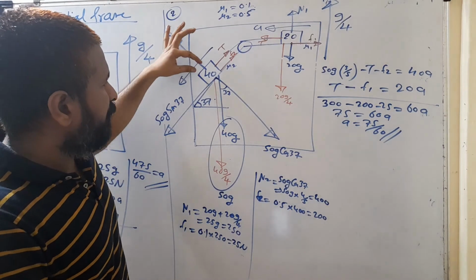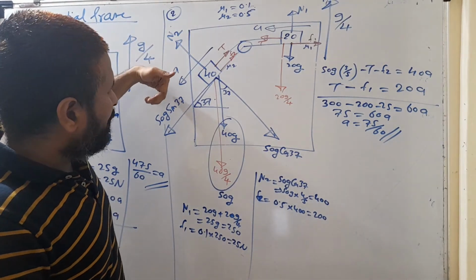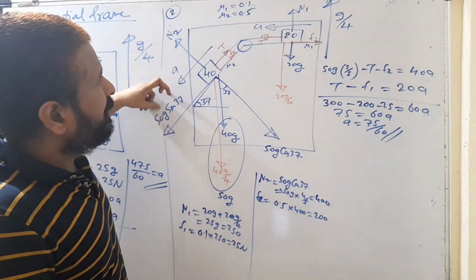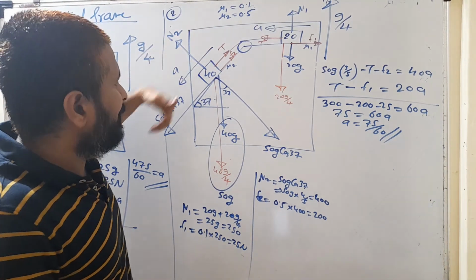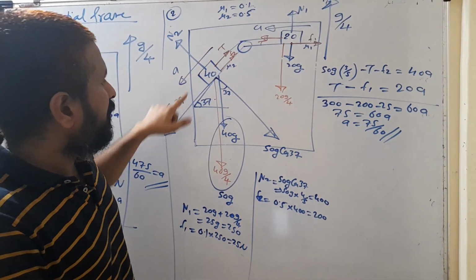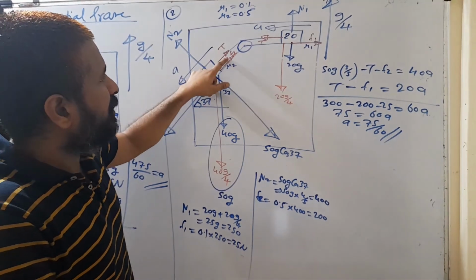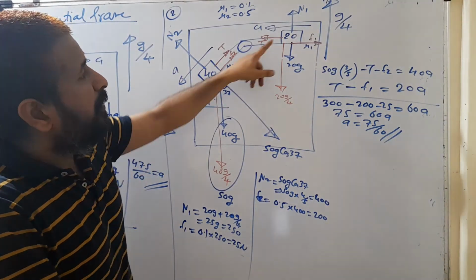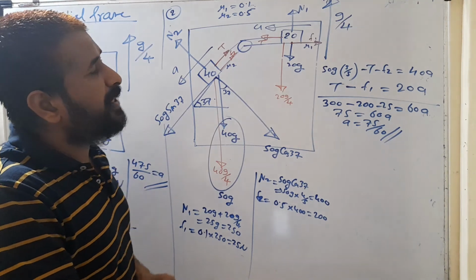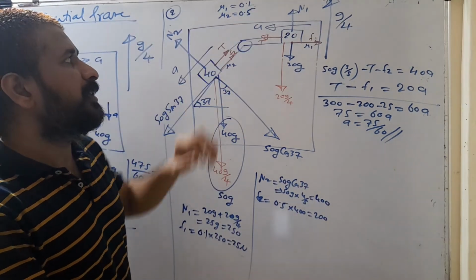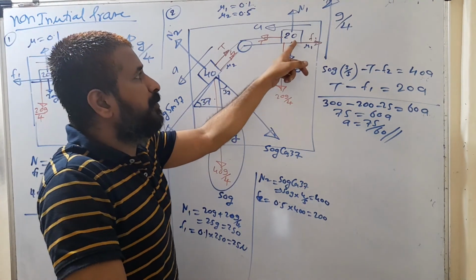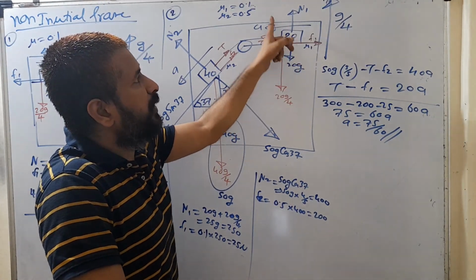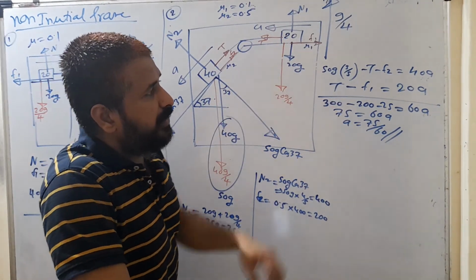Then you can add the equation for this block. 50 g sin 37 is acting downward. So 50 g sin 37 minus T minus friction. Because this block is moving, is accelerating downward. The friction is acting in upward direction. So 50 g sin 37 minus T minus f2 is equal to 48. For this block, T is the only force which is acting in forward direction, and because of T only it is accelerated, but against this T frictional force is acting. So equation of this block is what? T minus f1 is equal to 20. So T minus f1 is equal to 20.